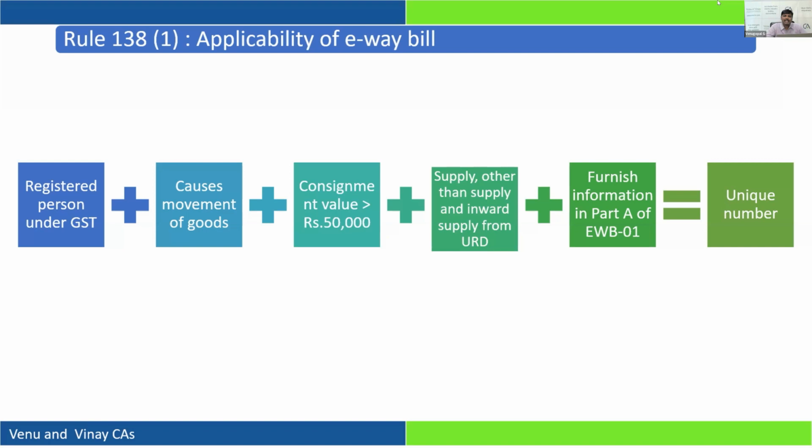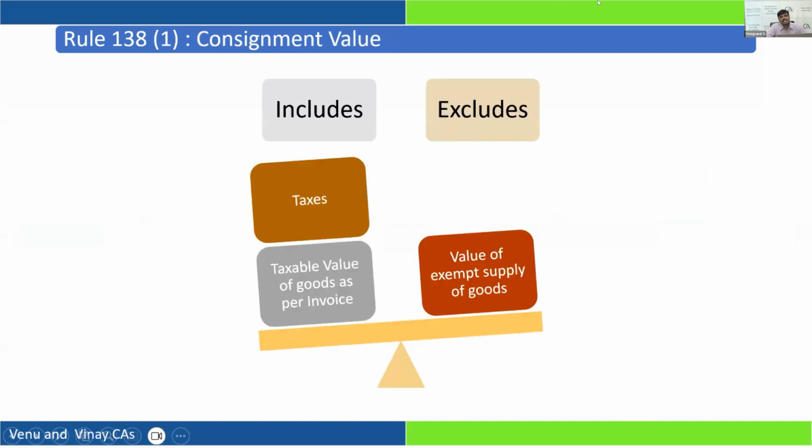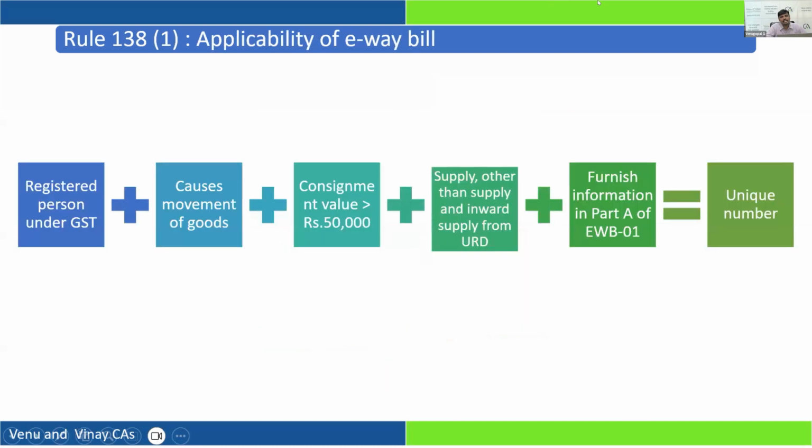If you are an unregistered person, again, if you see this slide here, the starting words are registered person under the GST. The obligation to generate an e-way bill is for this. In fact, under GST, we have multiple kinds of persons. So every time you are reading any provision of the act, you need to see to whom it is applicable. Like section 9 talks about taxable person.